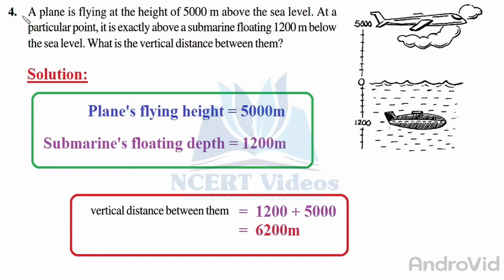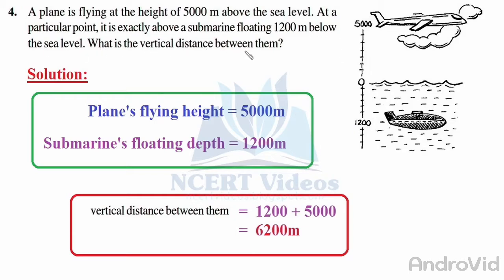Question 4. A plane is flying at a height of 5,000 meters above the sea level. As you can see here, this is your sea level taken at 0, and towards the top it is taken as plus. Now at a particular point, it is exactly above a submarine floating 1200 meters below this mean sea level. It is underwater, so below the sea level. What is the vertical distance between them?